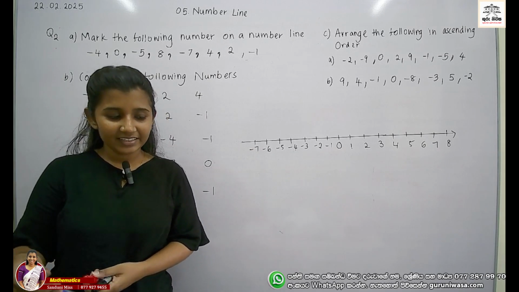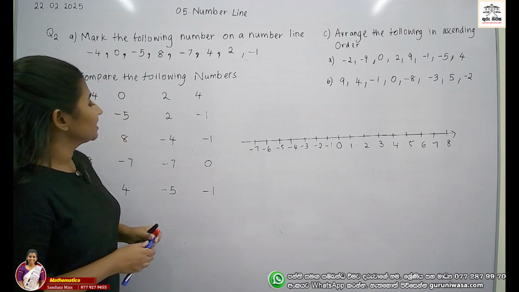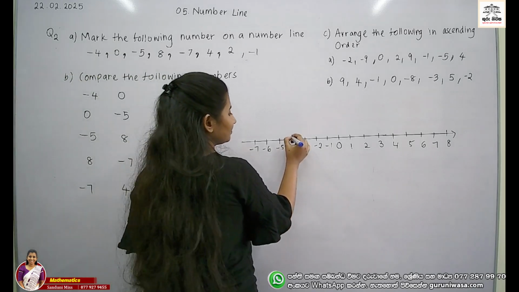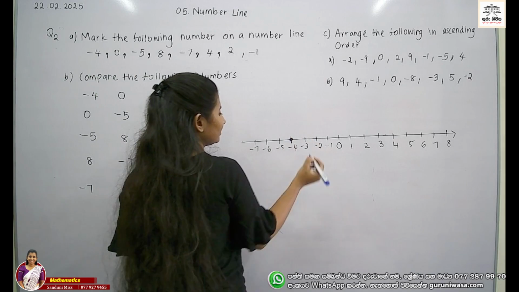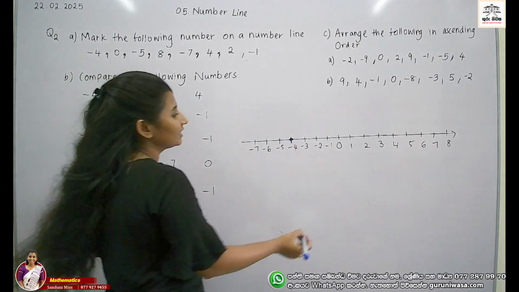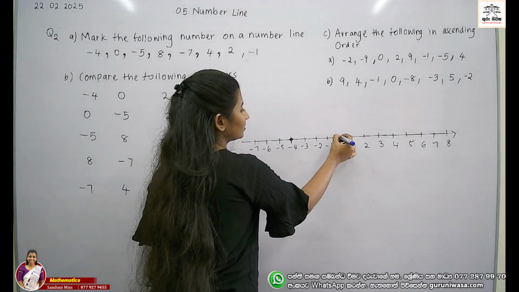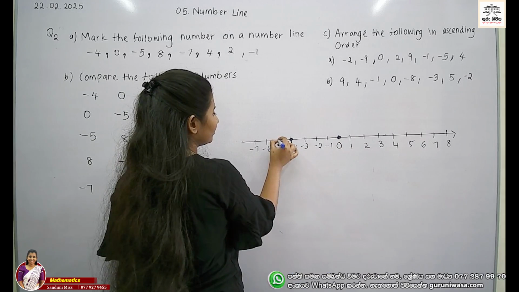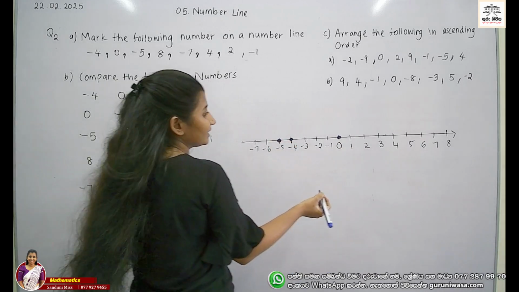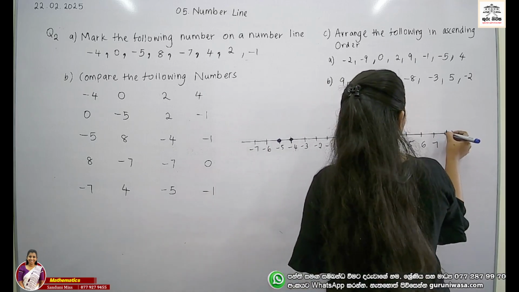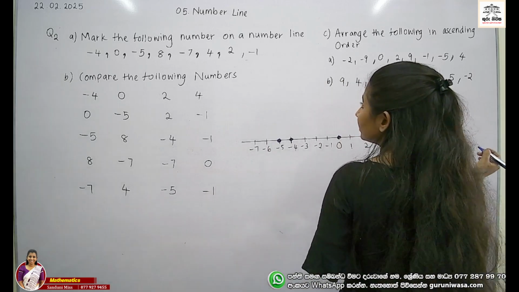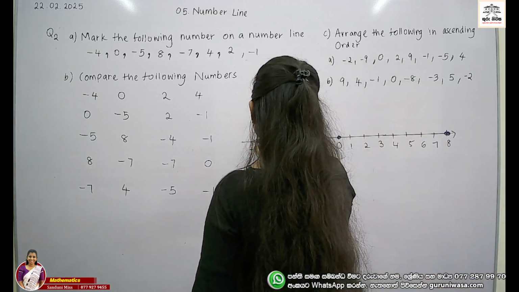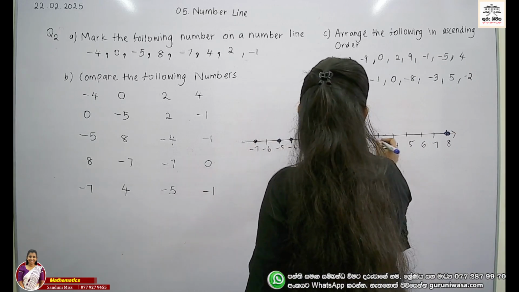Okay. Right. We'll see. What is the first point? -4. -4 and 2. -5. 8. -7. 4.